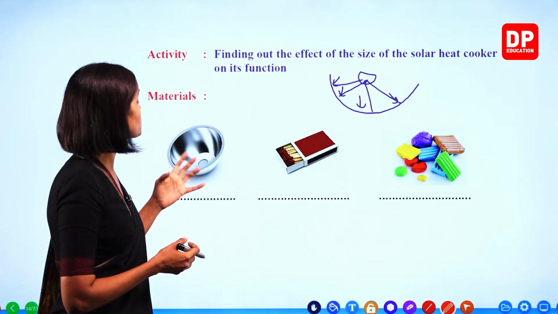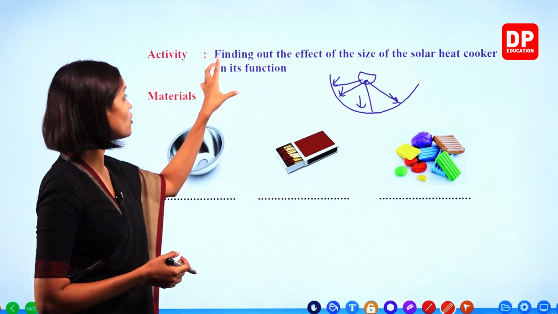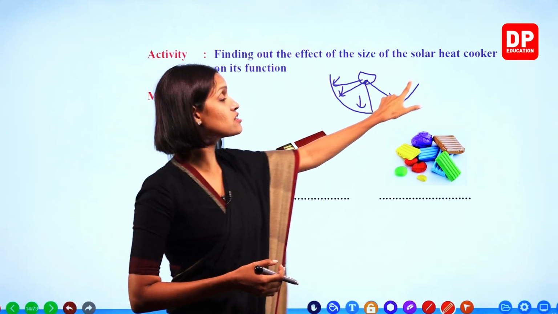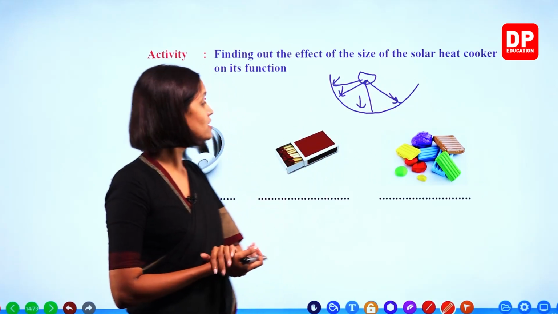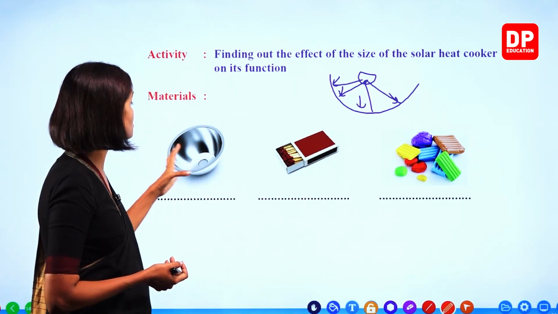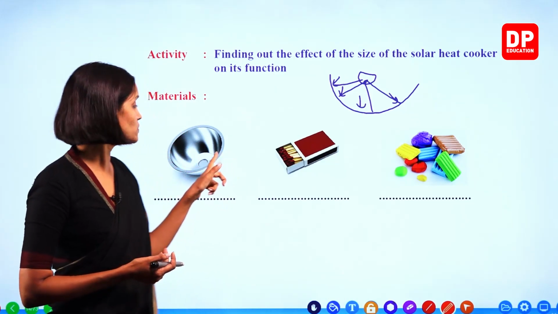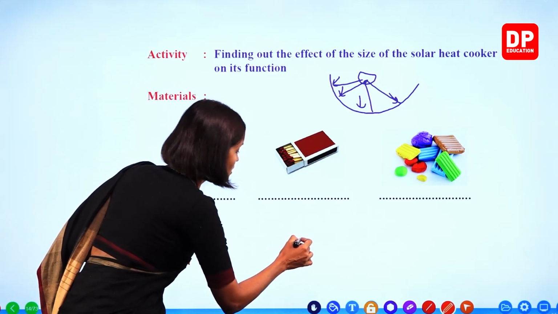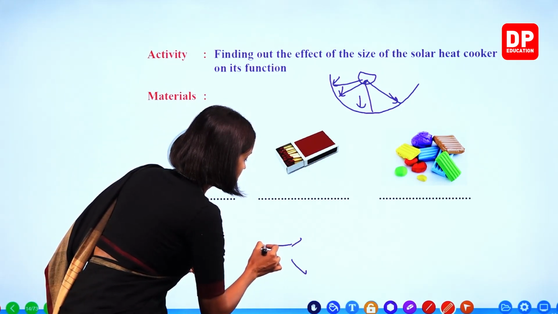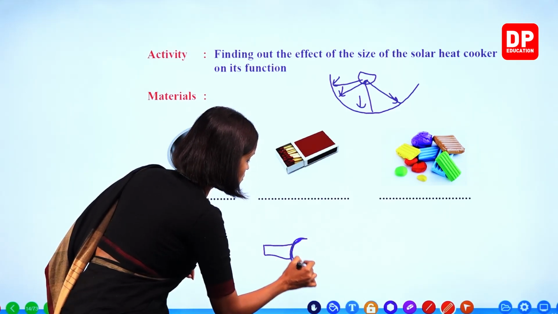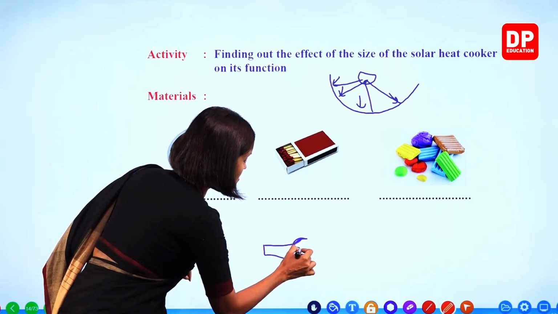Okay, children. So here we are going to find out the effect of the size of the solar heat cooker, the size of this surface. To do this, what do we need? We need torch reflectors. What is a torch reflector? Look at this object. When you consider a torch, the bulb of the torch is connected to a concave surface like this.